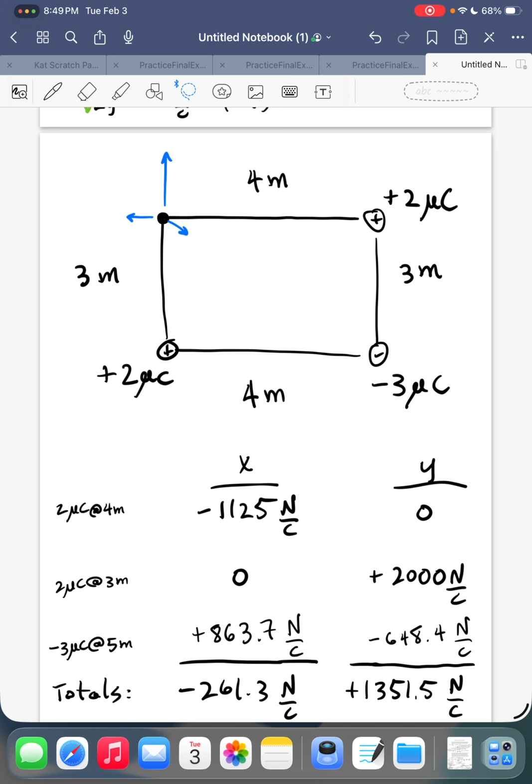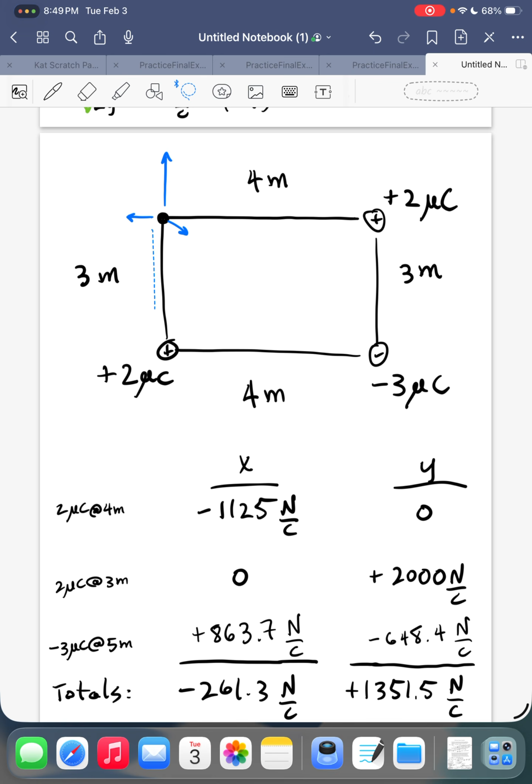And now lastly, for the 3 microcoulomb charge at 5 meters away, so that's this one, its distance is 5 meters away from point P, our point of interest, where we're adding up all the vectors to get the electric field. And as we saw in the previous slide, we got 863.7 in the positive x direction, that's the x component, and minus 648.4 newtons per coulomb, that is the contribution in the negative y.